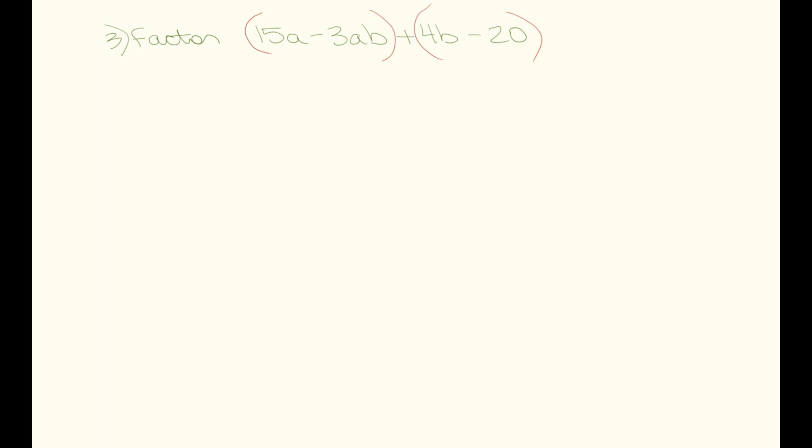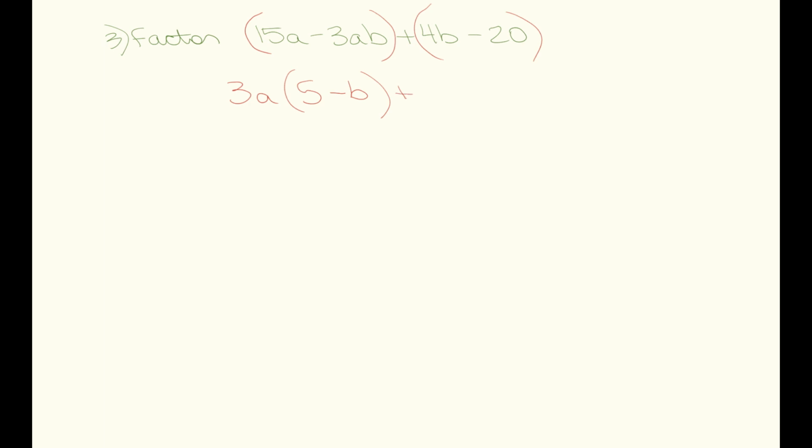So what is the greatest common factor of the first set of parentheses? 15a minus 3ab. I can take out a 3a because what do I need to multiply to 3a to get 15a? 5. What do I need to multiply to 3a to get negative 3ab? I would need a negative b.